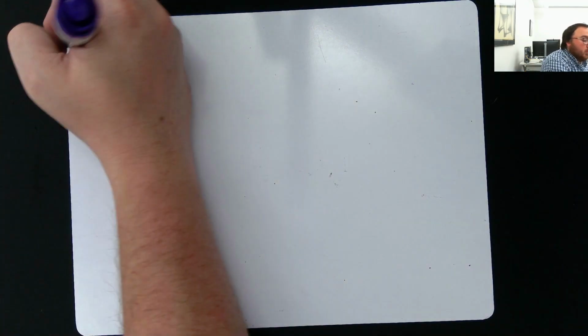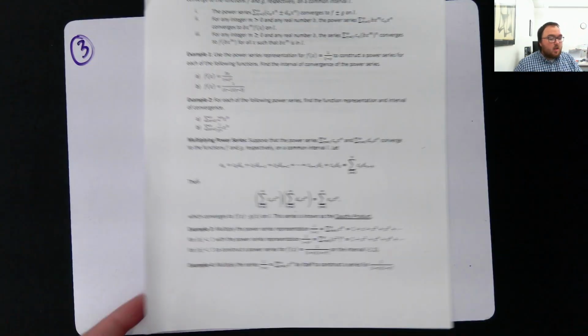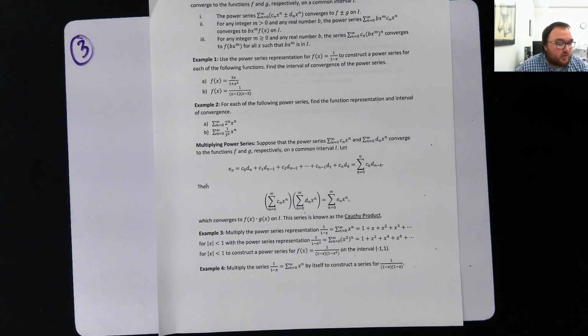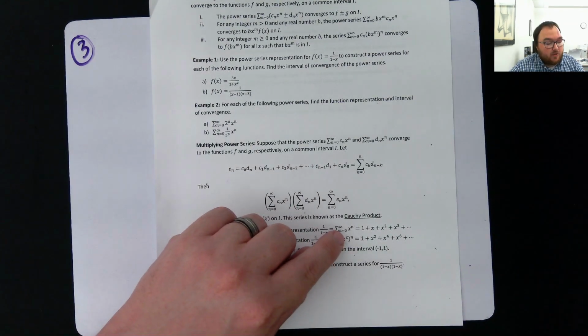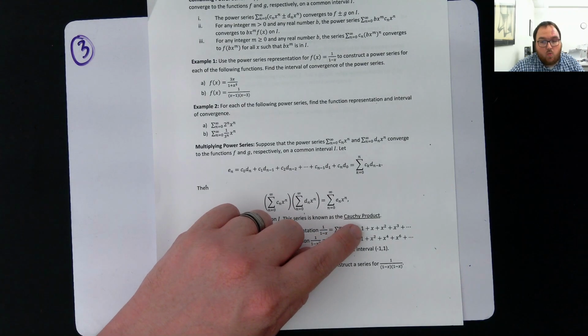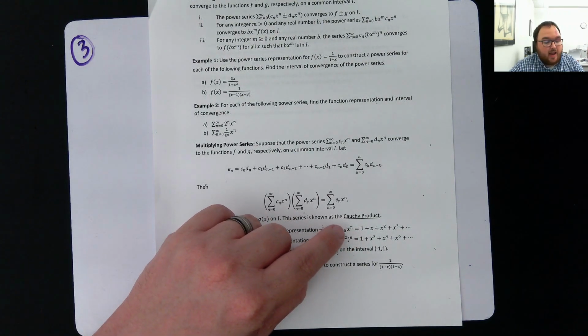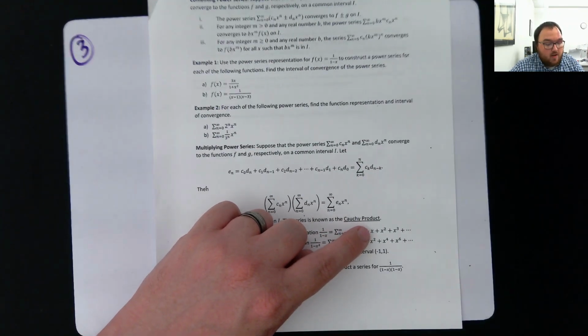So like example number 3, for example, multiply the power series representation 1 over 1 minus x, which we know is equal to the sum of x^n because it's a geometric series, which is equal to, if I plug 0 in to start with, I get 1. Then if I plug in a 1, I get x to the first, so just x.